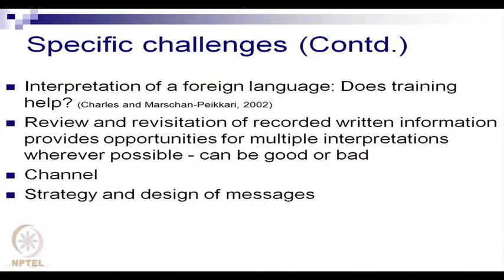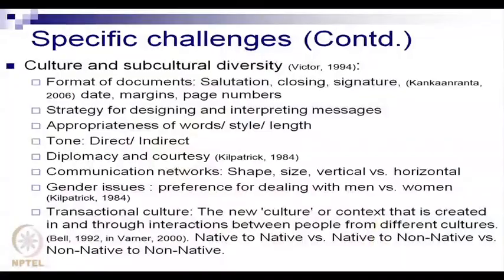The strategy and design of messages. Again, how do you design the message? What comes first? What comes next? How do you address people? How do you construct your message? How do you choose the channel? What content do you include? How much do you include? What do you leave out? All of those things are some of the challenges to written communication in international business. And now we come to the big one, which is culture and subcultural diversity.